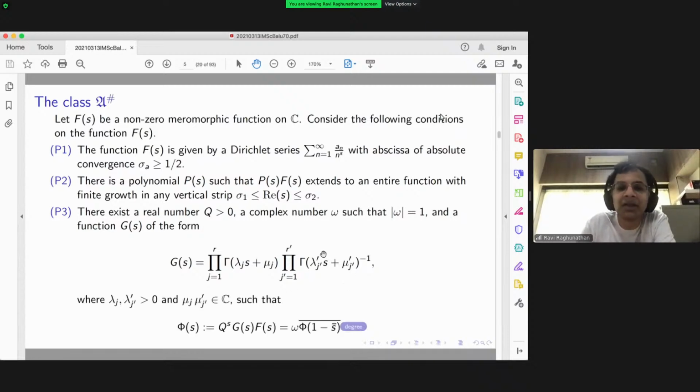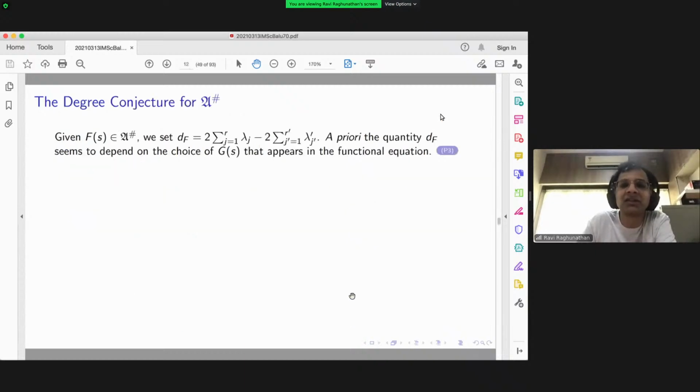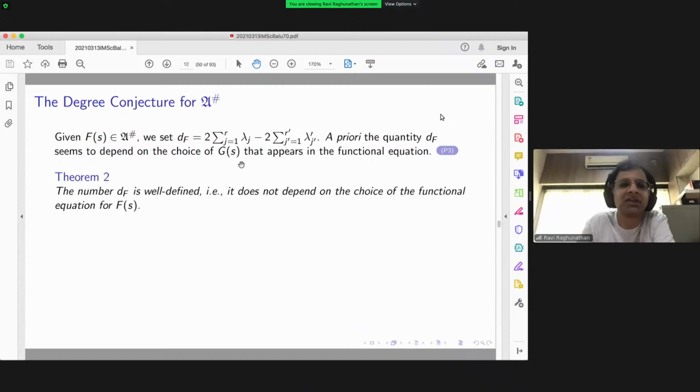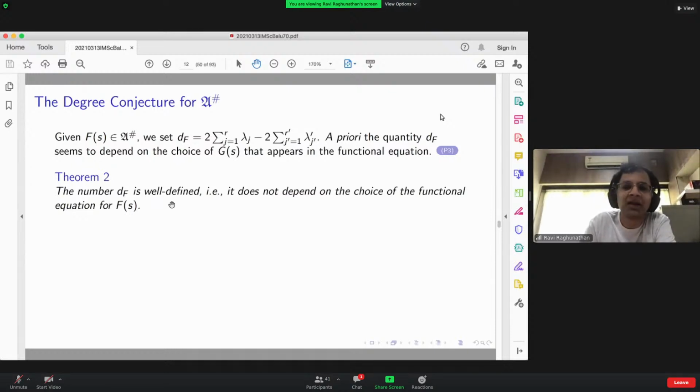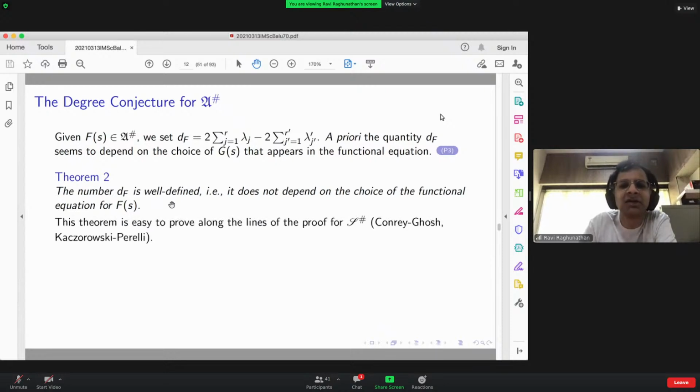A priori, it's not clear whether G(s) is unique. Indeed, it's not unique. But what is true nonetheless is that the degree is unique. This is an invariant. It doesn't depend on the choice. So we have a theorem: this number d_f, which I'll call the degree, does not depend on the choice of the functional equation for F(s). The proof of this is not hard and imitates earlier proofs for the extended Selberg class, essentially due to Conrey, Ghosh, and Kaczorowski and Perelli. It's straightforward.